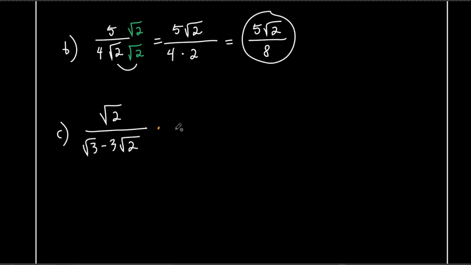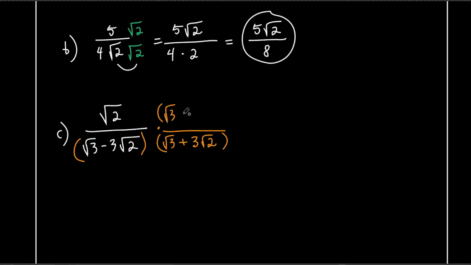So what I'm going to do is multiply this by its conjugate. Remember, when there are 2 things right here, we multiply by the conjugate. What's the conjugate? It's the same exact thing, except the sign in the middle is different. So I'm going to write square root of 3, and instead of minus, I'm going to put a plus, and then 3 times the square root of 2. Now, if we multiply the bottom by this, we have to multiply the top by the same exact thing.